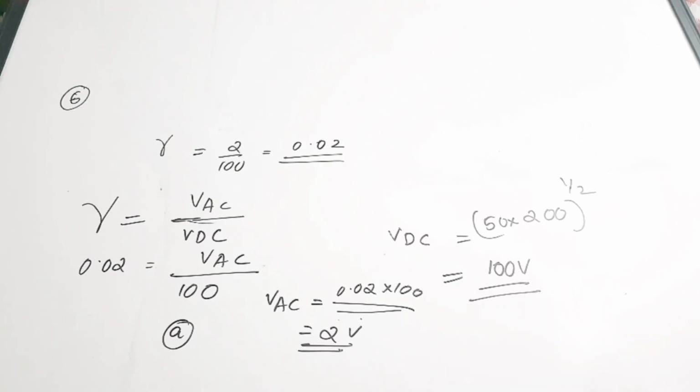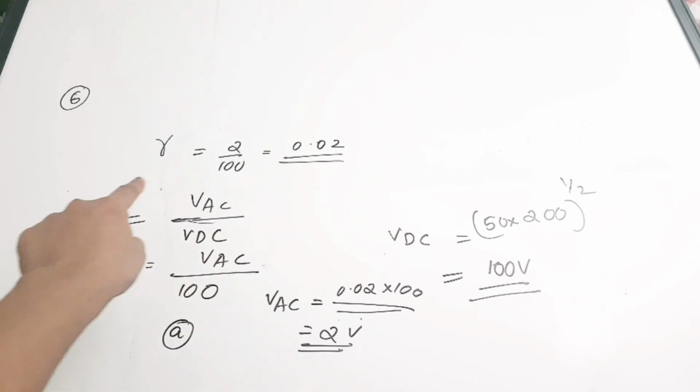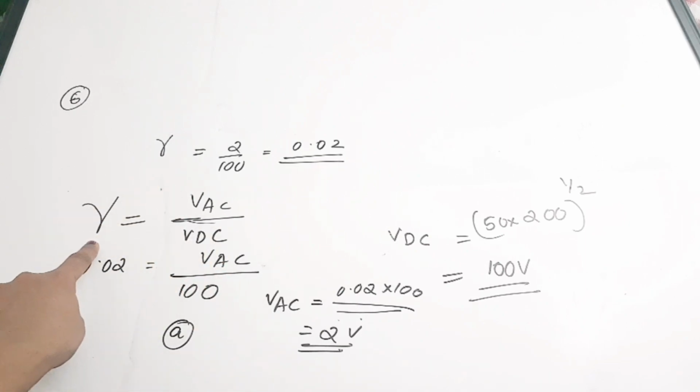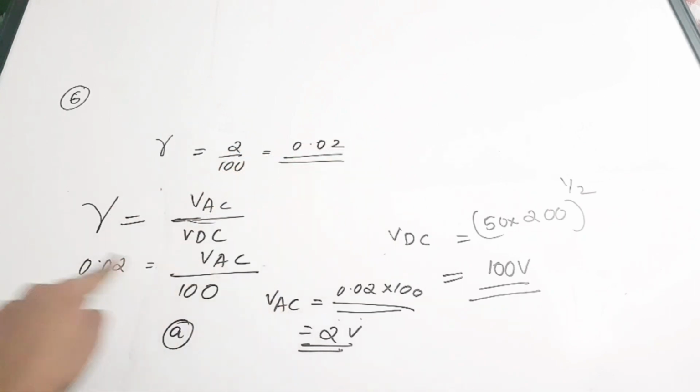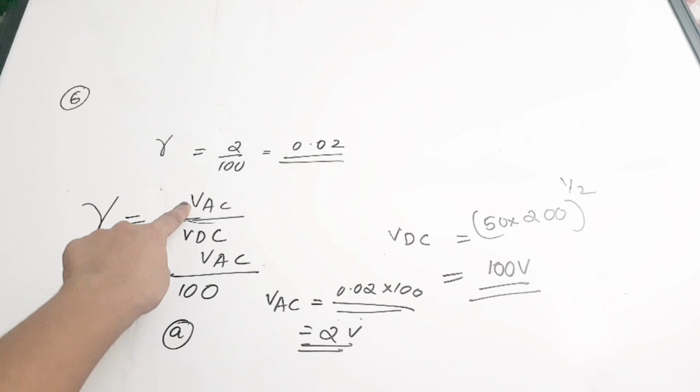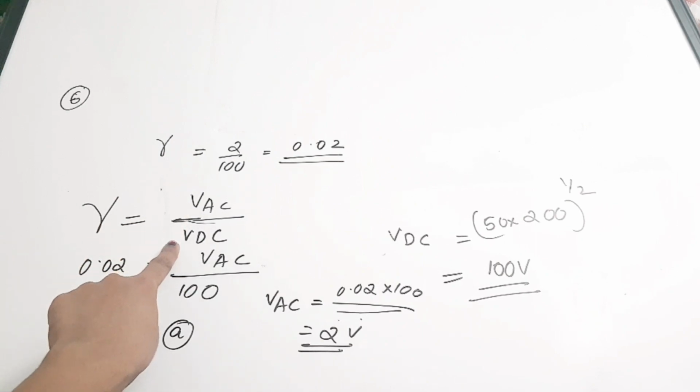Also, the equation for ripple is given by VAC to VDC. Here you have to substitute not the percentage but the value, which is 2 by 100, which is 0.02. That is the ripple value, equal to VAC by VDC. VDC we already know, and then we will find the VAC or the AC voltage, which will be obtained as 2 volt, and the correct answer is option A. Moving on to the next question, the 7th question.